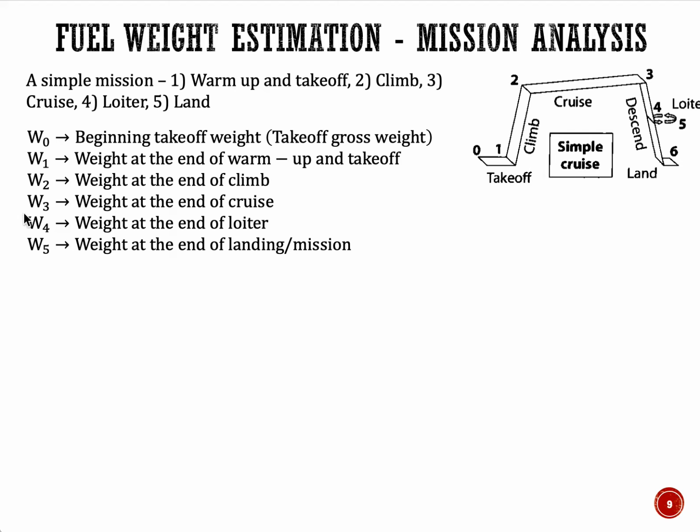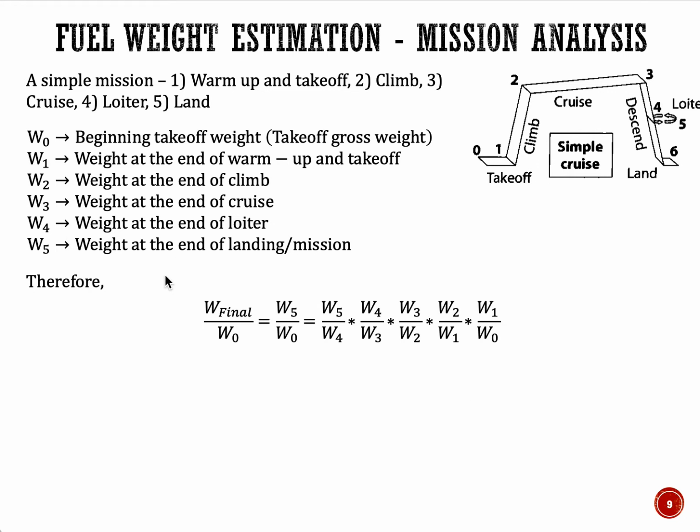W2 is basically weight at the end of the climb, right? W3 is weight at the end of the cruise. W4 is the weight at the end of loiter, and weight W5 is the weight at the end of the landing mission. So therefore, we can express all of this in terms of ratios, right? The final weight divided by the initial weight of the aircraft is nothing but W5 by W0, which is W5 by W4 times W4 by W3, W3 by W2 times W2 by W1 times W1 by W0.